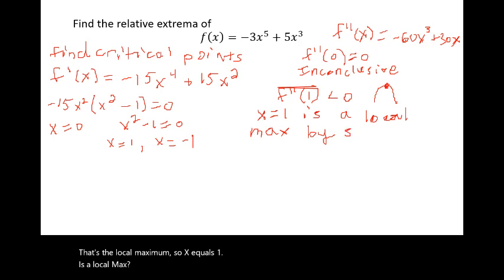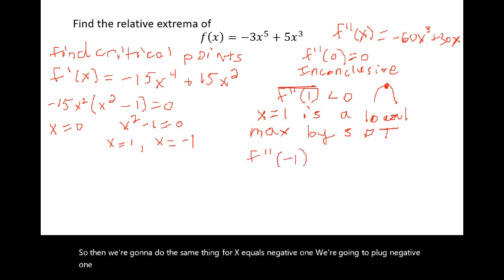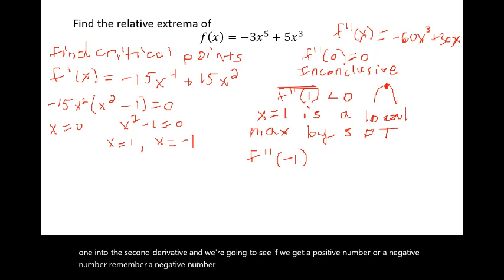By the second derivative test. So then we're going to do the same thing for x equals negative 1. We're going to plug negative 1 into the second derivative, and we're going to see if we get a positive number or a negative number. Remember, a negative number cubed is a negative, so we'll get negative 60 times negative 1, which is positive 60, minus 30 is a positive number.